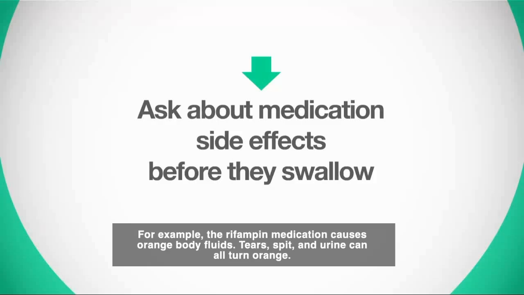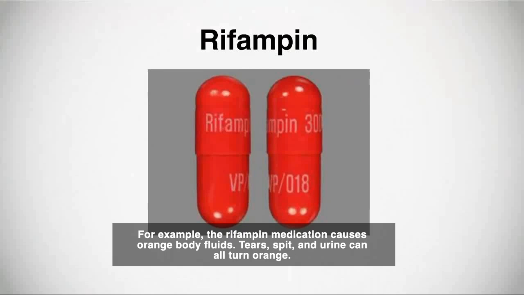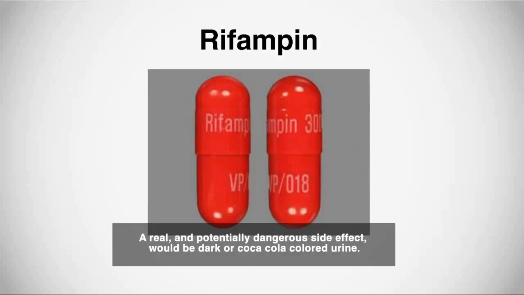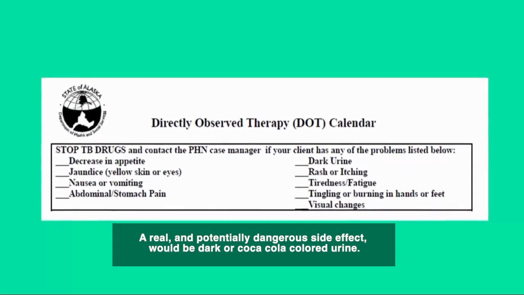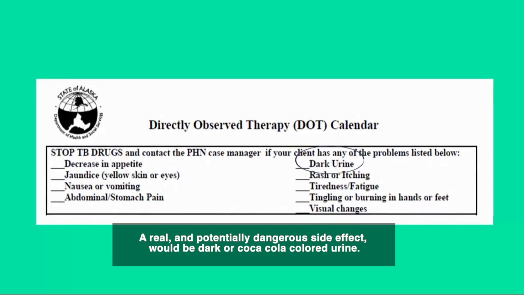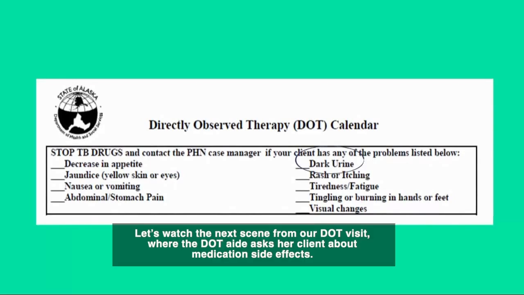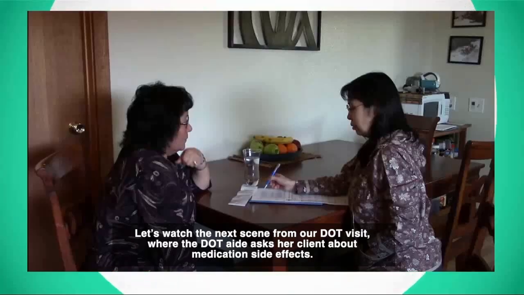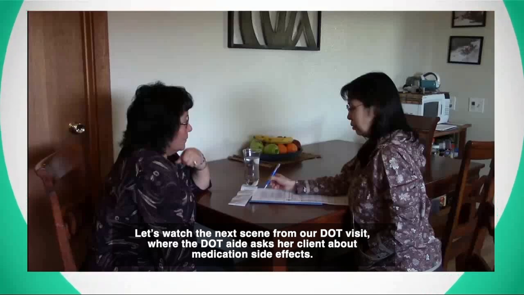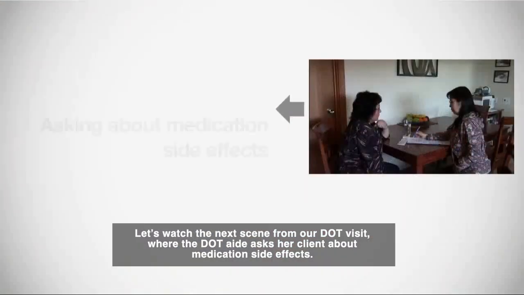For example, the rifampin medication causes orange body fluids. Tears, spit, and urine can all turn orange. A real and potentially dangerous side effect would be dark or Coca-Cola colored urine. Let's watch the next scene from our DOT visit, where the DOT aide asks her client about medication side effects.